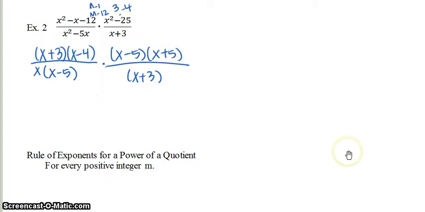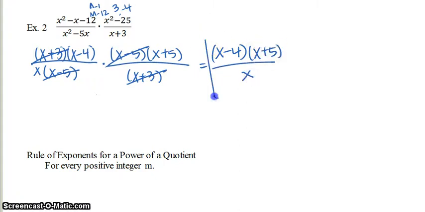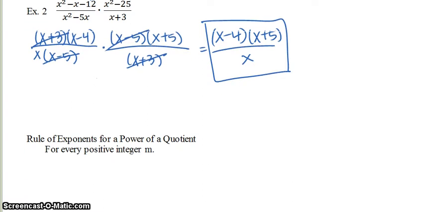And now I'm going to start cross reducing. So I'm going to cancel out x minus 5 and x minus 5. I can do x plus 3 and x plus 3. And that's it. So now I'm left with x minus 4, x plus 5 over x. And you can just leave your answer like that. You could multiply it all out and not be in factor form, but I don't see why you would, because neither one's more simple. So you can leave it like that and not have to do more work.